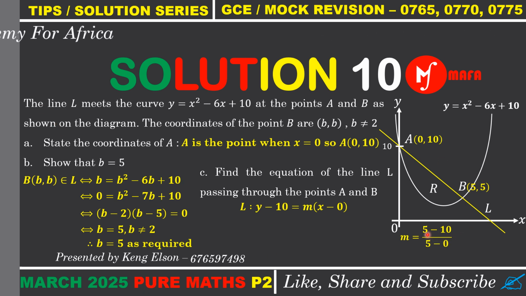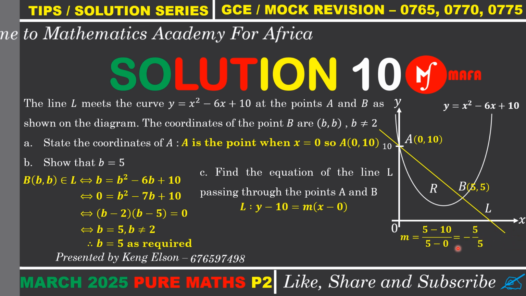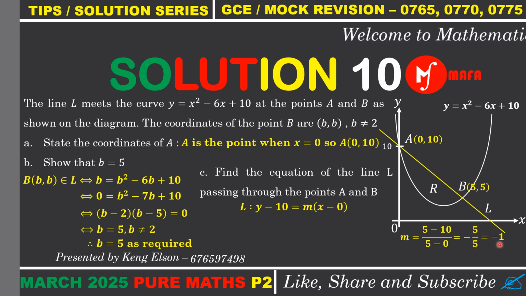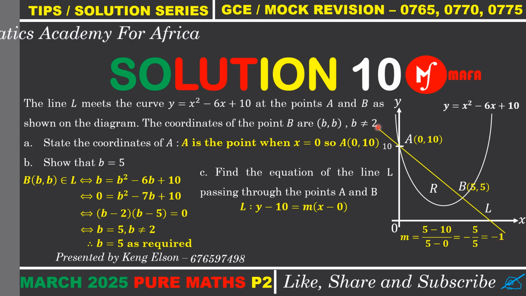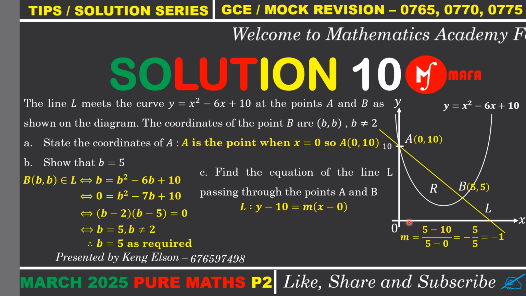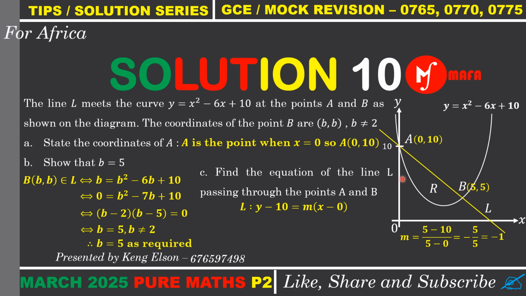So doing that, we get 5 minus 10 on 5 minus 0 to be negative 5 divided by 5, which is equal to negative 1. So my gradient is negative 1. It's negative because my graph is downward sloping. Okay, as the values of x are increasing, the values of y are decreasing. Therefore, change in y has to be negative.